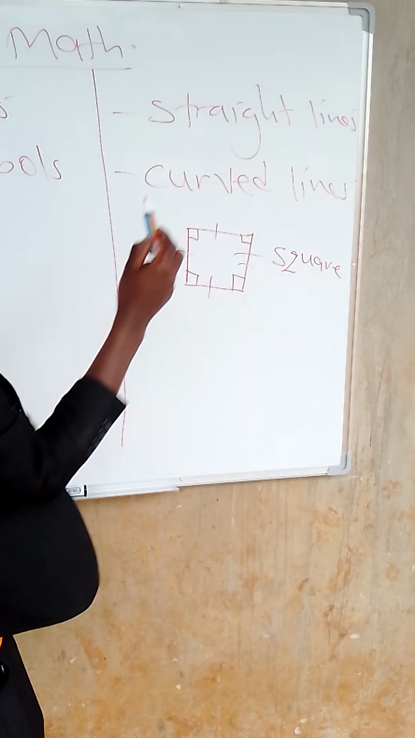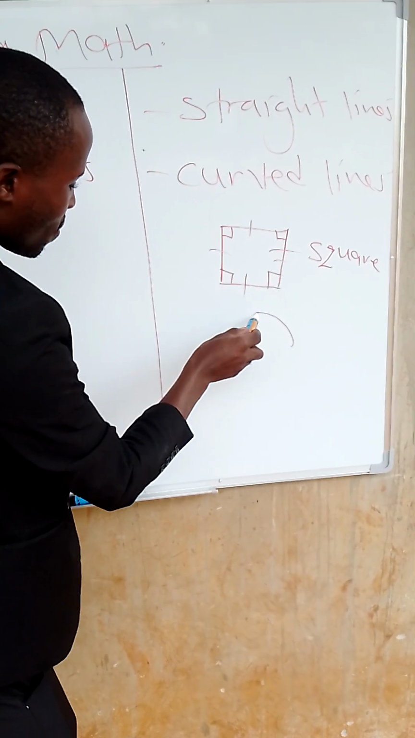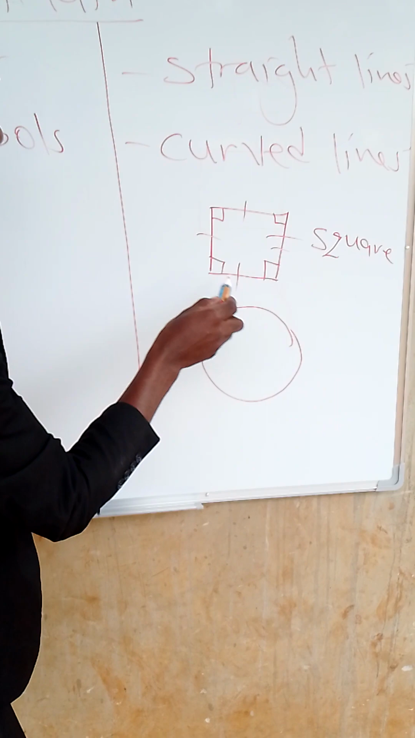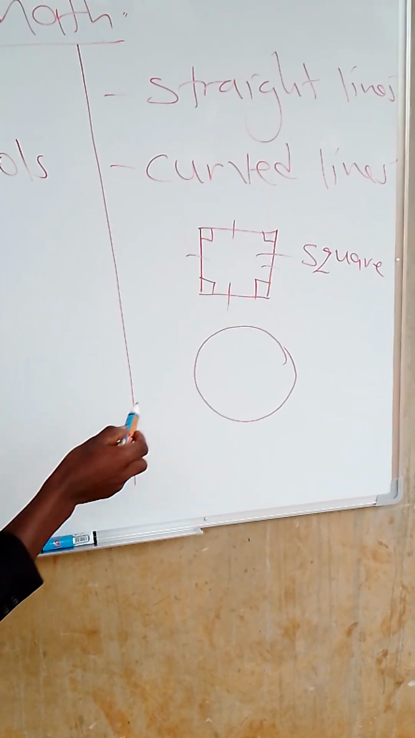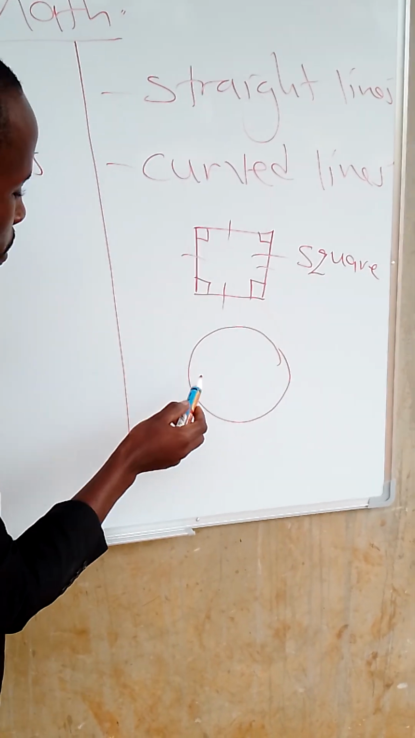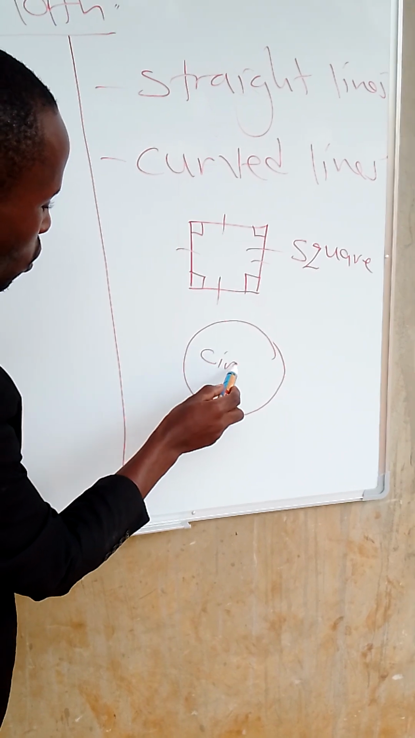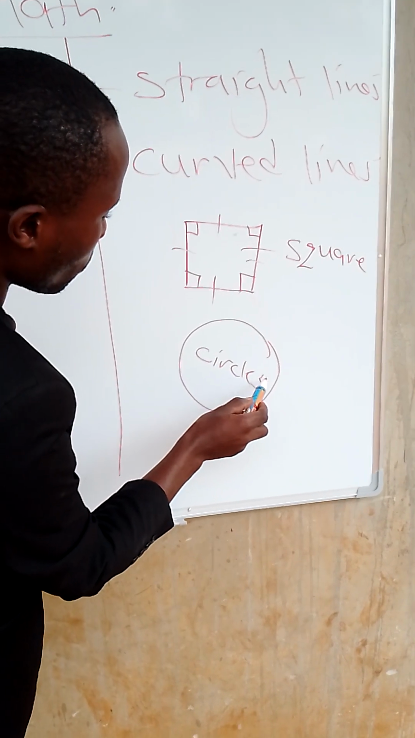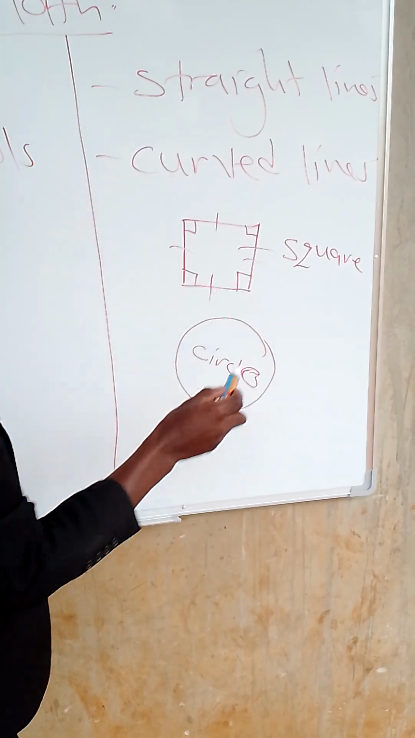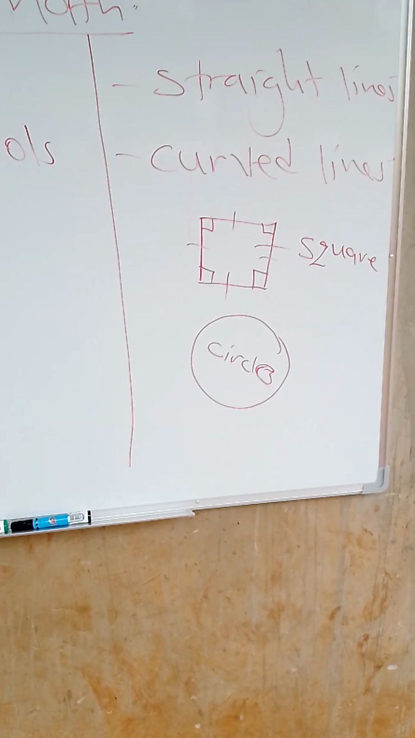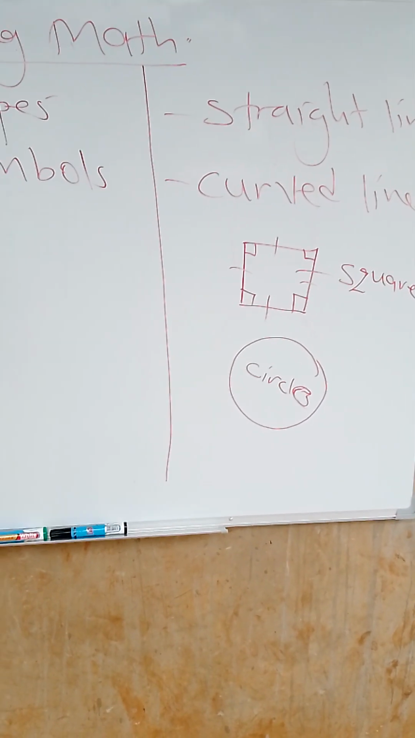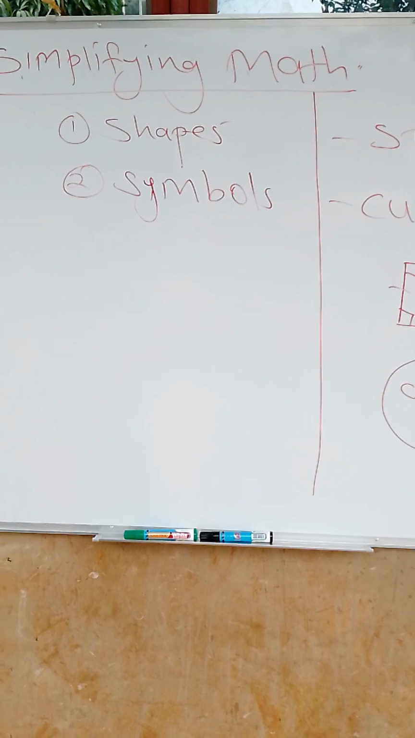Now we have curved lines. If a curved line curves like this and meets, it makes a shape. That shape is called a circle, formed right now. This is a circle. We have formed a circle. So now, that is the first science of shapes.